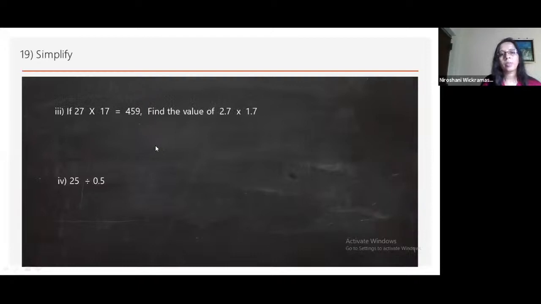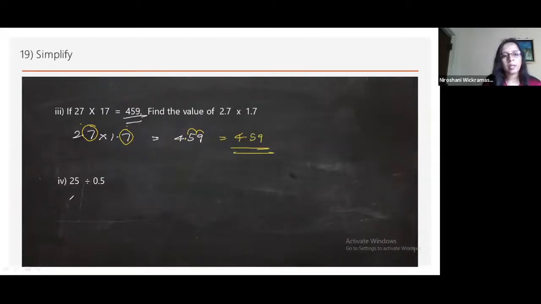Next question. Find the value of 2.7 times 1.7. Don't worry, write the product 27 times 17, 459, straight here. Now count the number of decimal places. Here 1 decimal, 2 decimals, right? After the decimal point, 1, 2. Now separate 1, 2. 4.59.